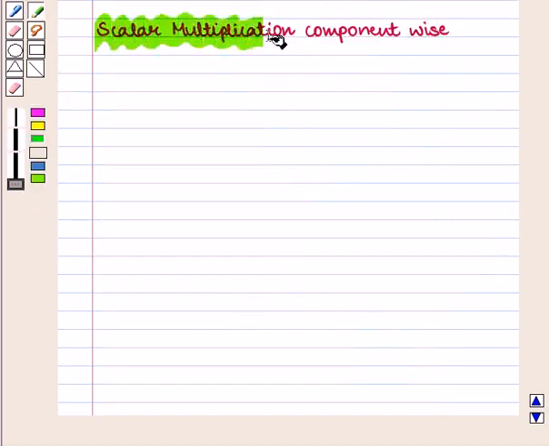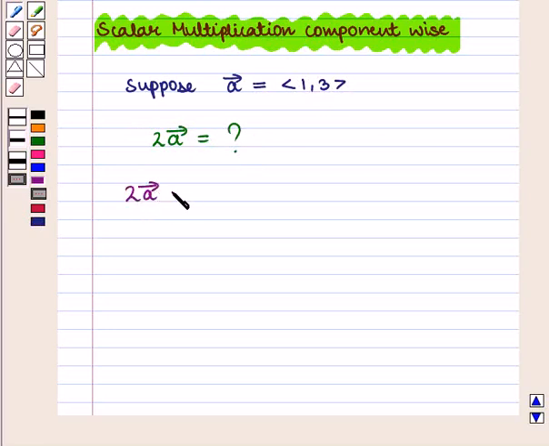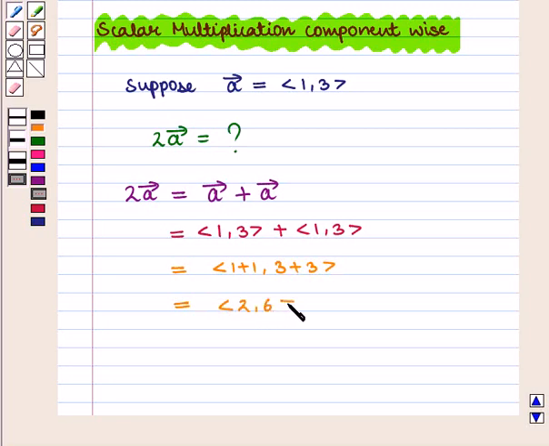Now we shall discuss scalar multiplication component wise. Now suppose we have vector A, which is given by the ordered pair 1, 3, and we have to find 2 into vector A. We know that twice of vector A is given by vector A plus vector A. So this is equal to the ordered pair 1, 3 plus the ordered pair 1, 3, which is equal to the ordered pair 1 plus 1, 3 plus 3, which is equal to the ordered pair 2, 6. So, 2 into vector A is given by the ordered pair 2, 6.